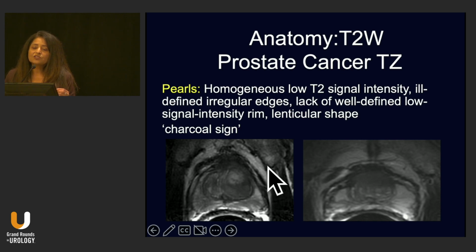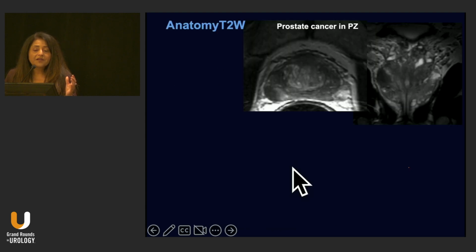What else? In the transition zone, what does cancer look like? It looks, again, homogeneous. It's low T2 signal, ill-defined. It can be lenticular in shape like this, or charcoal, smudged charcoal sign, where you see areas like that. But again, remember, transition zone has other areas dark too. So we'll go over it.